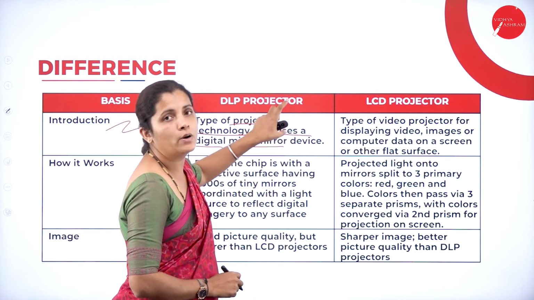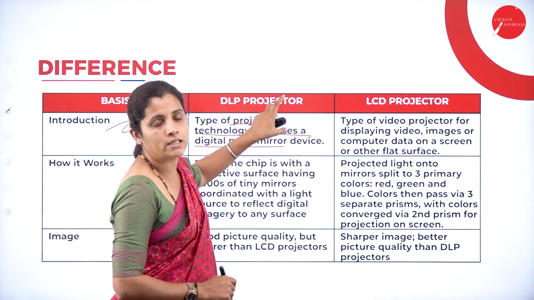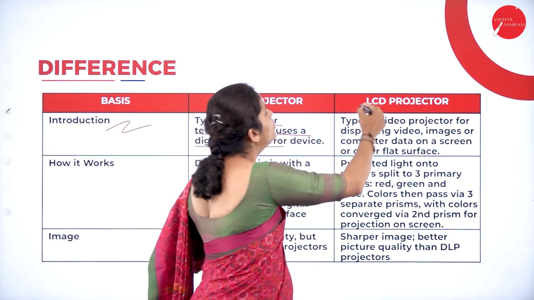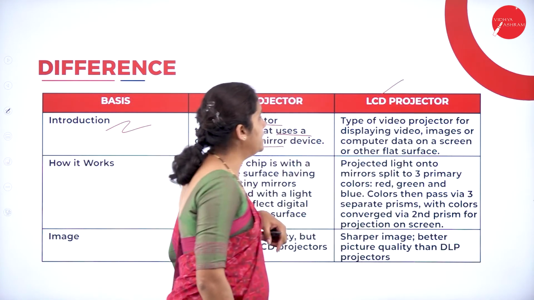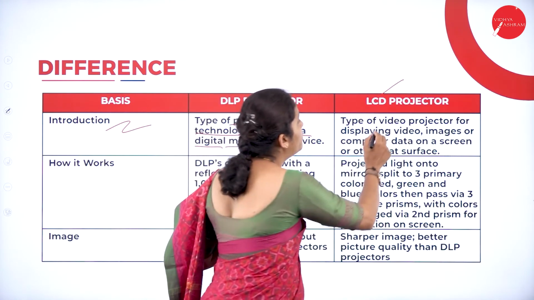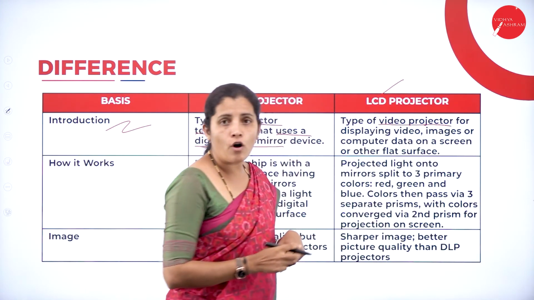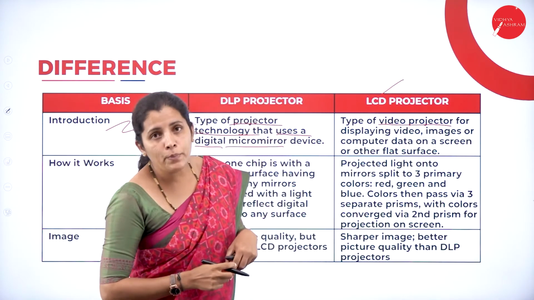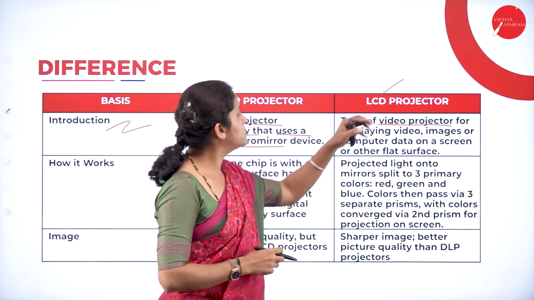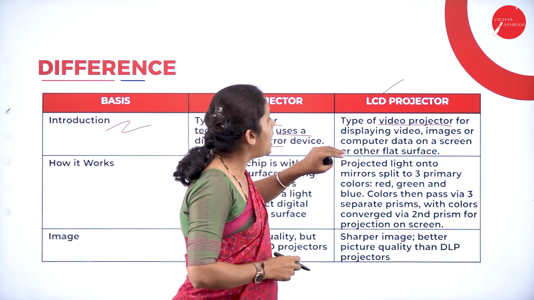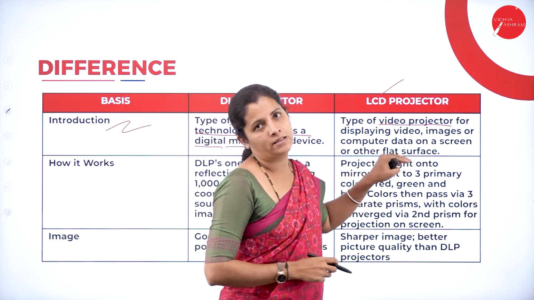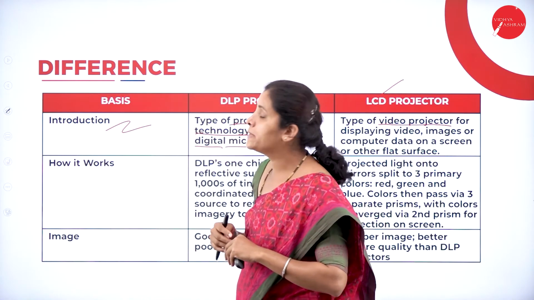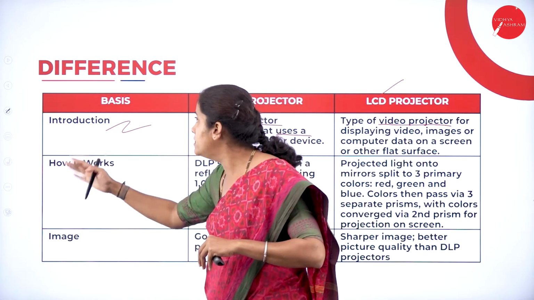So here we are going to get chips, that is one chip or 3 chips. Then moving on to LCD, it is a type of video projector for displaying video, image or computer data on a screen or other flat surface. Then the second difference with respect to how it works.